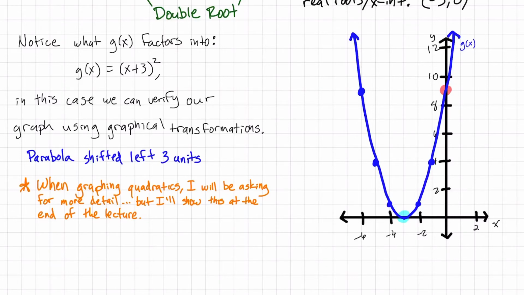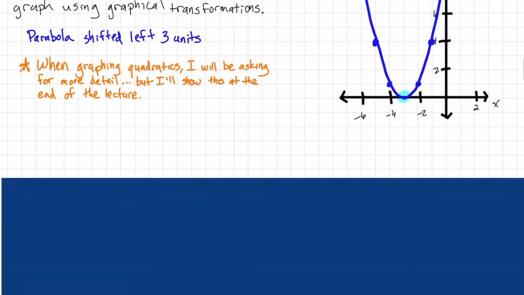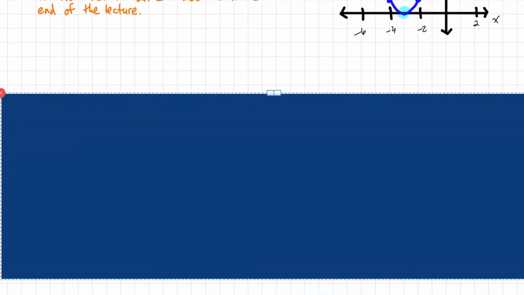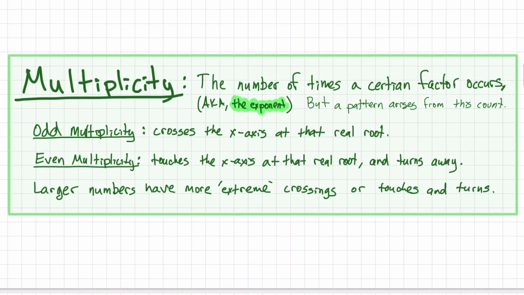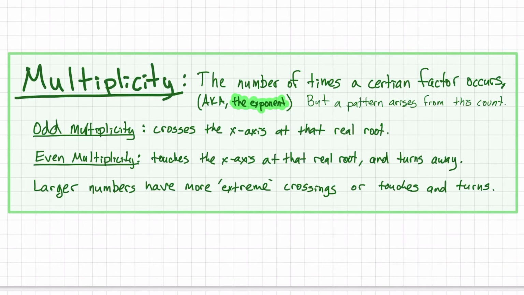But let's talk a little bit more about what just happened. So we had a double root. And so I want you to notice the relationship with our x-intercept and the parabola, or just in general this polynomial. What's at play is what's called multiplicity. So multiplicity is the number of times a certain factor occurs, aka the exponent. But a pattern does arise from this count.